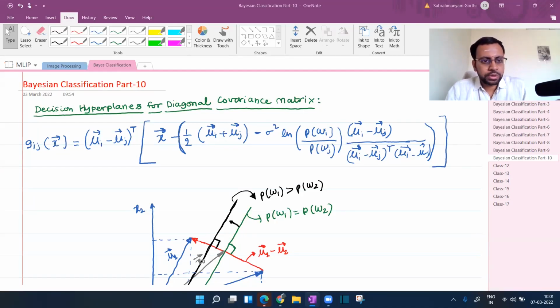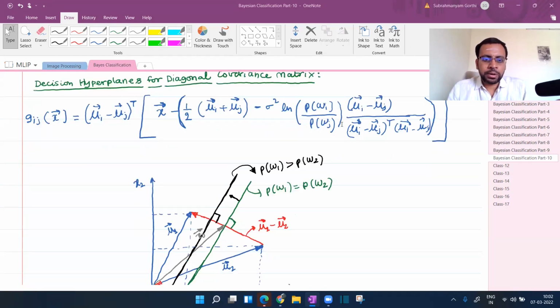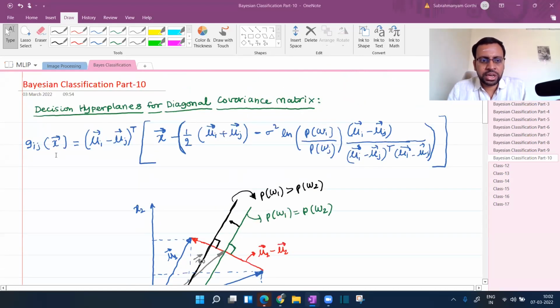Hello, everyone. In the last class, we were discussing the decision hyperplanes for diagonal covariance matrices, where we assume that these covariance matrices are the same across all classes. That's the constraint we have taken, and we are looking at how they look, and then we arrived at an expression like this: Gij of x bar equal to so and so.